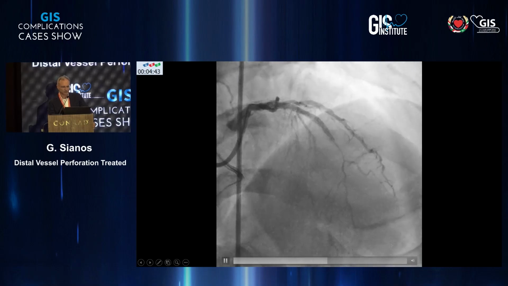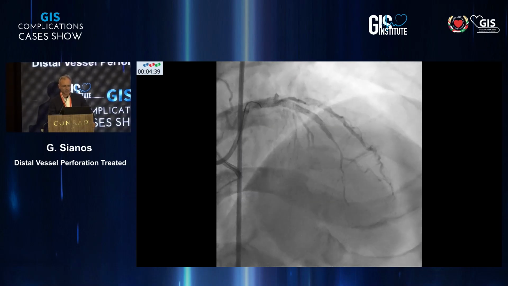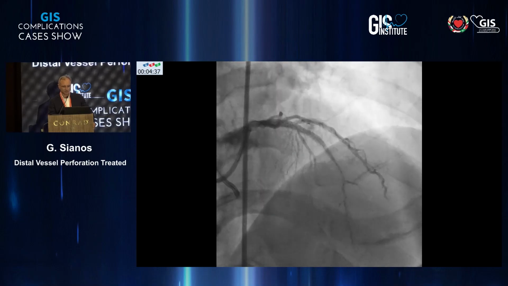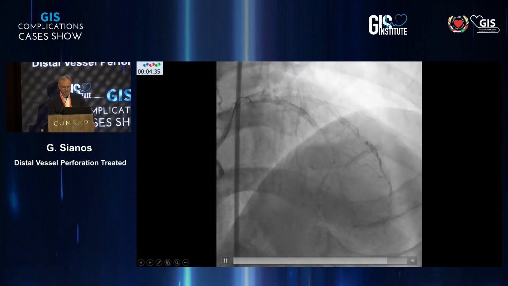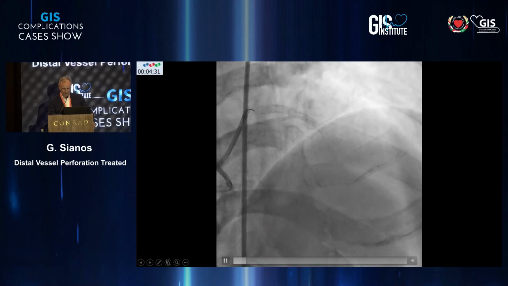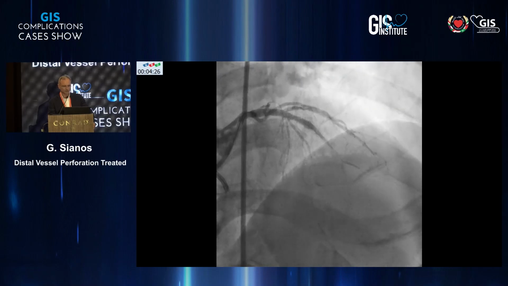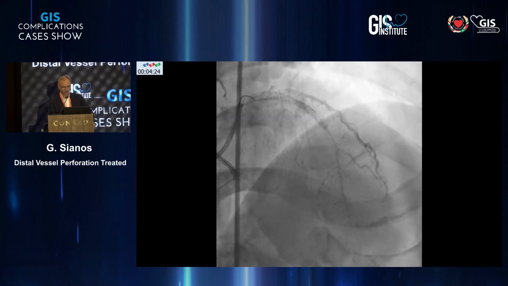We kissed also the bifurcation of the left main because the circumflex was a little bit impinged. So that was an acceptable result, but seeing a little bit further down, there was a whiff. So the patient was stable at that time. So we did an echo and there was 1 centimeter pericardial effusion.